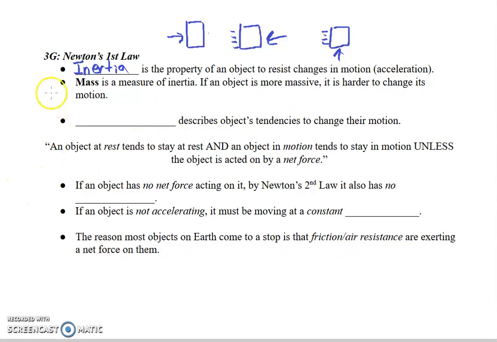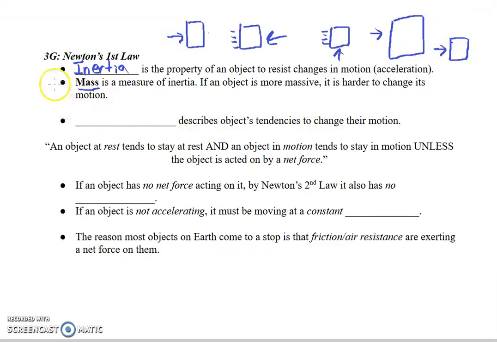Mass is going to be a measure of inertia. So if something has more mass, it's going to have more inertia, meaning it's harder to change its motion. So if you have a large object and then a small object, assuming they're made out of the same thing, it's going to be much harder to get the large object to start moving, to stop it once it's moving, to get it to change its direction, than it is to get the small one to start moving, stop moving, or change direction. Because the larger one has more inertia. So again, if you have more mass, more inertia, it's basically harder to get it to do anything.